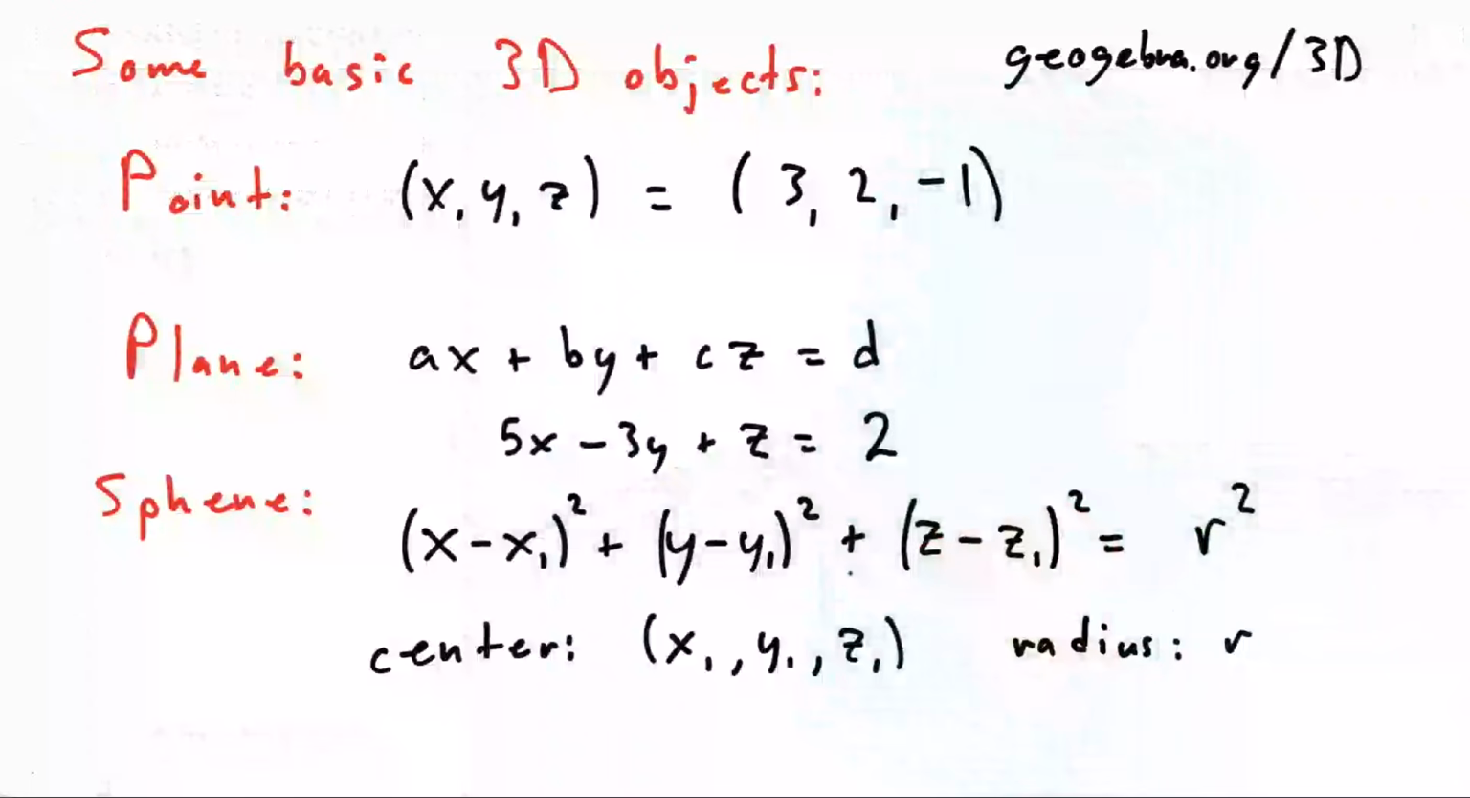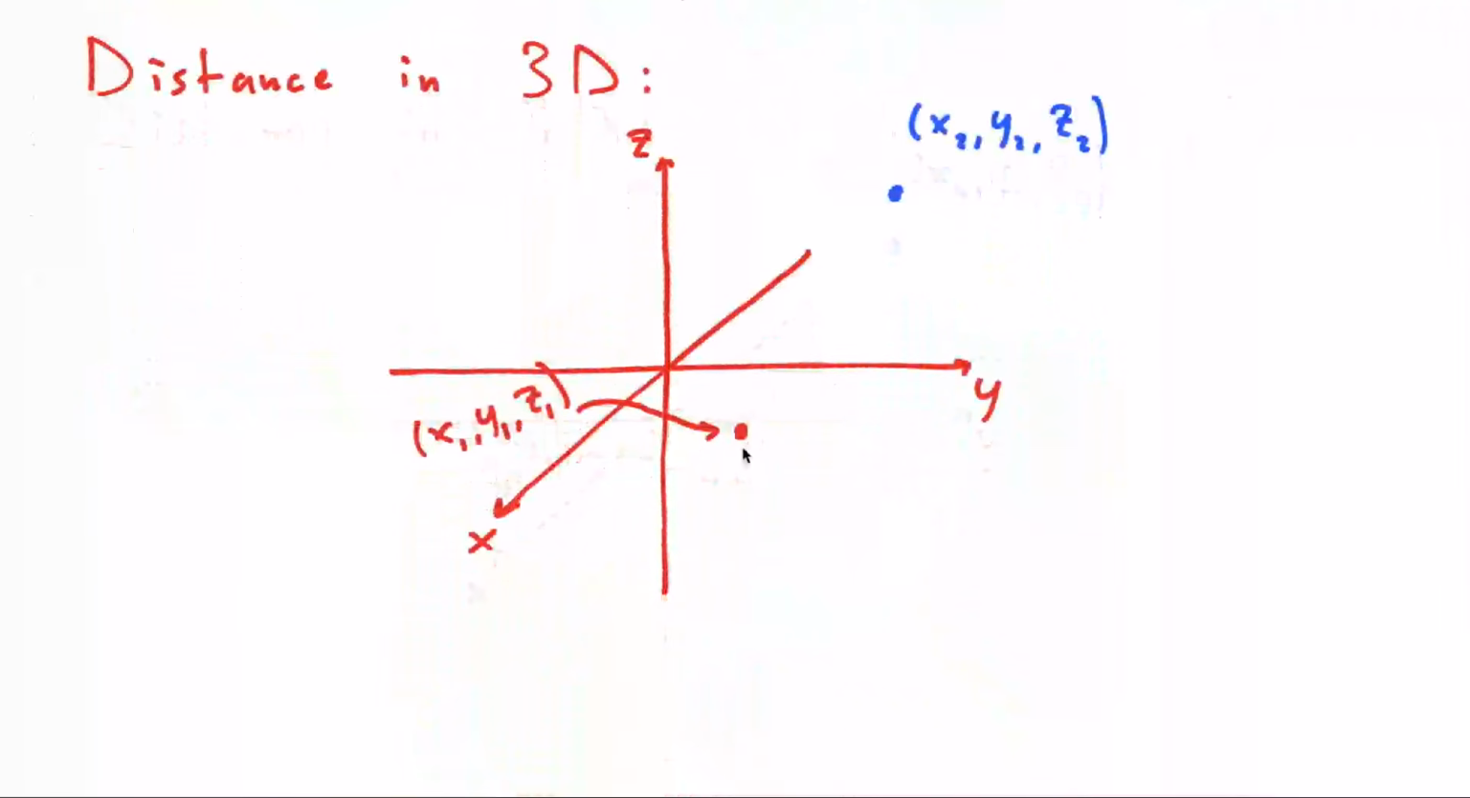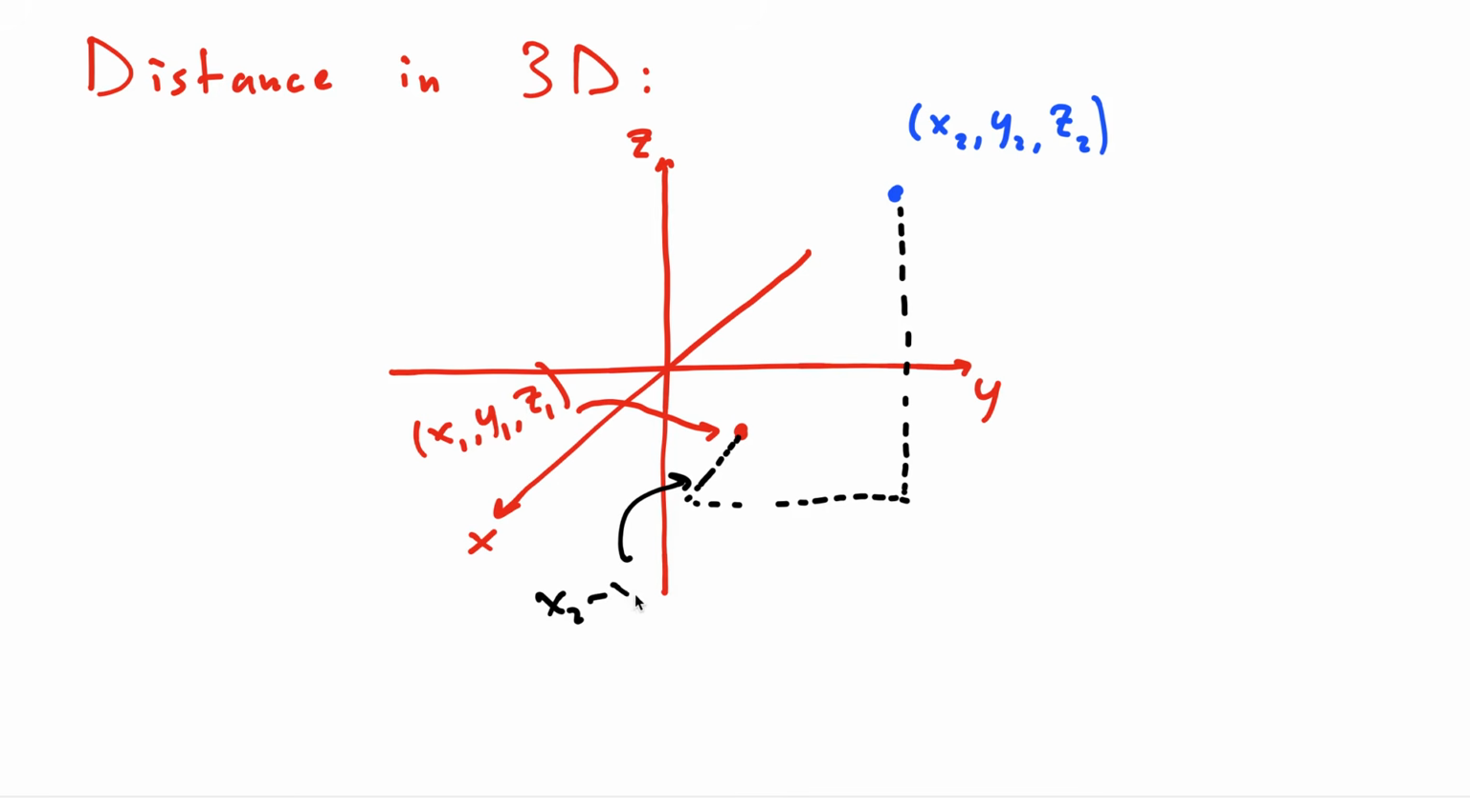Let's take a look at one more three-dimensional concept. Let's talk about distance in three dimensions. Suppose we have two points, (x1, y1, z1) and (x2, y2, z2). To get from one point to the other, we can imagine going some distance in the x direction, and then some distance in the y direction, and finally, some distance in the z direction. The distance in the x direction is the difference between the x coordinates, x2 minus x1. The y distance is the difference between the y coordinates, y2 minus y1. And for the z direction, we have z2 minus z1 as the vertical distance.